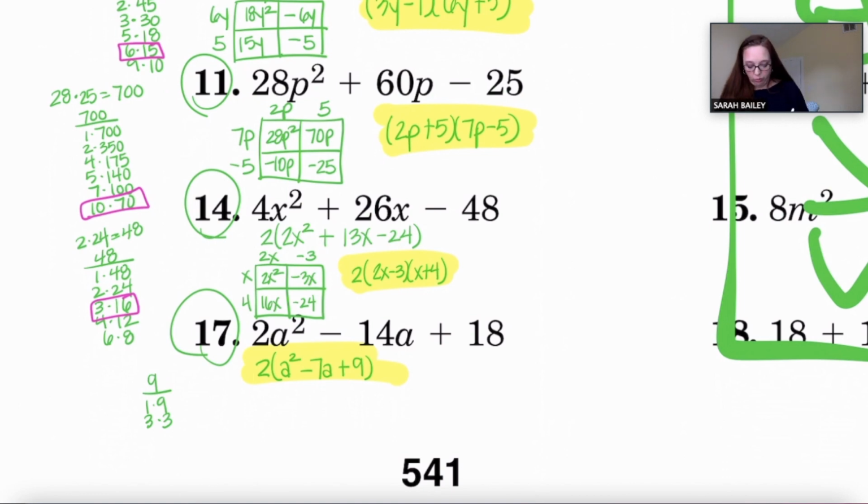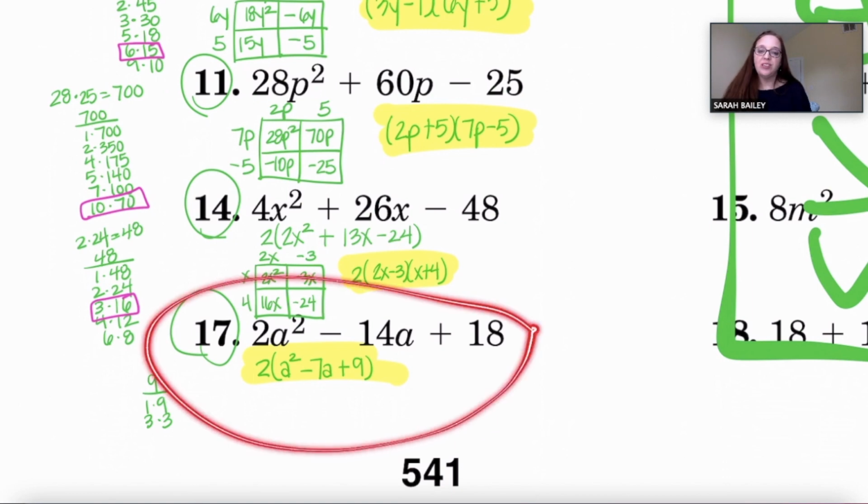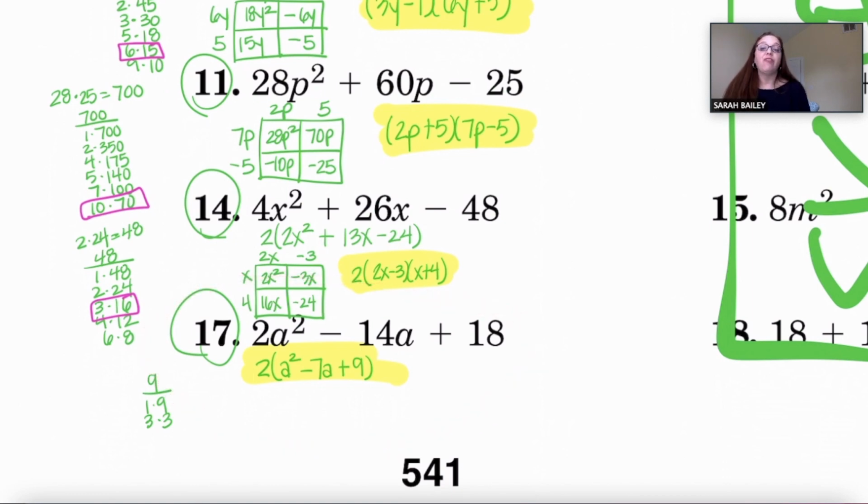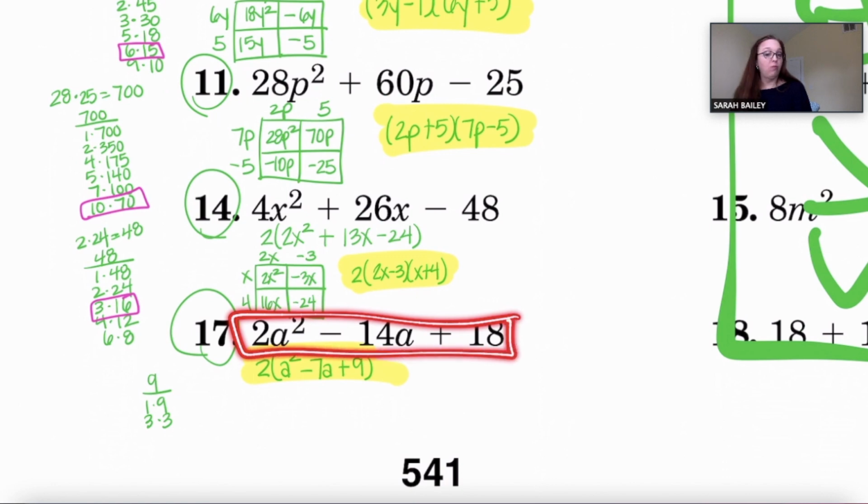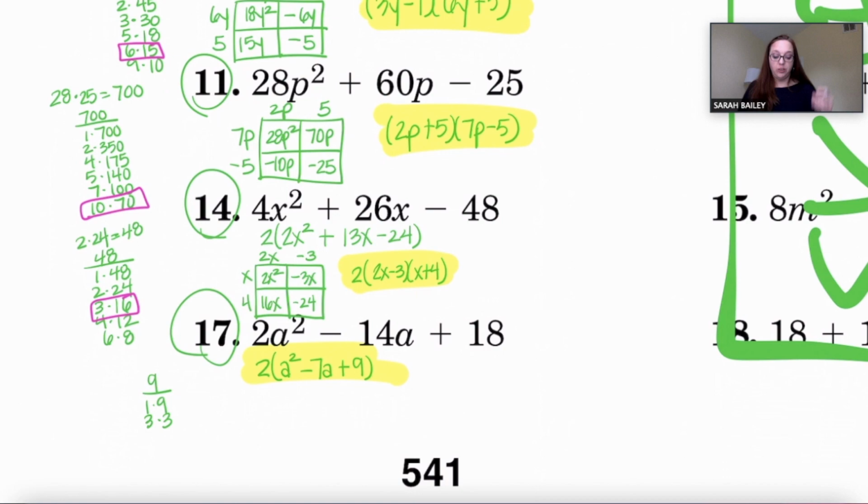Before we move on, I just want to point out number 17. I hope you didn't say prime because you can factor the 2 out. But once you factor that 2 out, a squared minus 7a plus 9, that portion is prime and can't be factored any further. But the entire problem, the original problem, is not prime. Okay, so we're going to go to the next page.